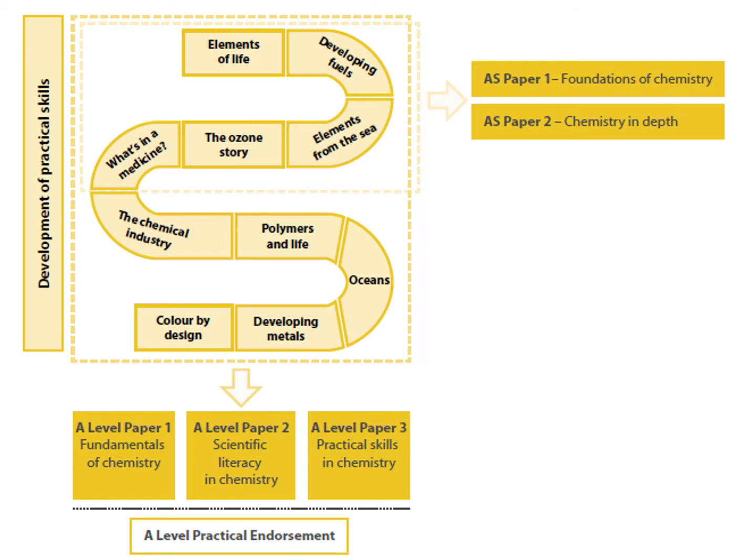At the end of the course you will have 3 exam papers, so A-level paper 1, which is called Fundamentals of Chemistry, paper 2, Scientific Literacy, and paper 3, which is a practical skills paper. They're all, broadly speaking, 2 hours long, slightly more, slightly less, and it will be those 3 papers that are averaged to give your overall grade for chemistry. There's also a separate aspect that you'll be awarded, which is called the A-level practical endorsement, and I'll talk more about that in one of the later slides.